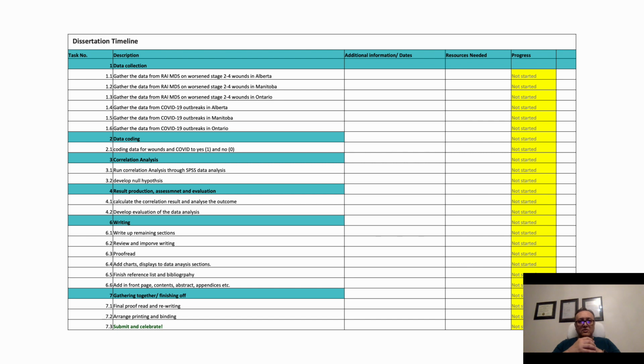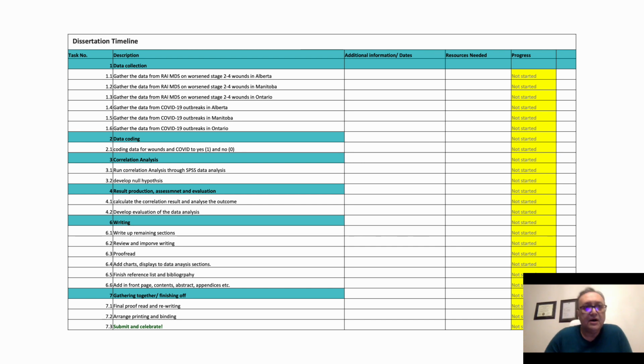Then after I gather the data from the RIMDS resource, I'm going to start coding them, which may probably take a week or two after the data collection, which data collection must be around a week or two, because the data will be collected from the RIMDS resources for 2022 from January to December, to have a great picture of the period that we faced a lot of COVID outbreak in long-term care services in Canada.